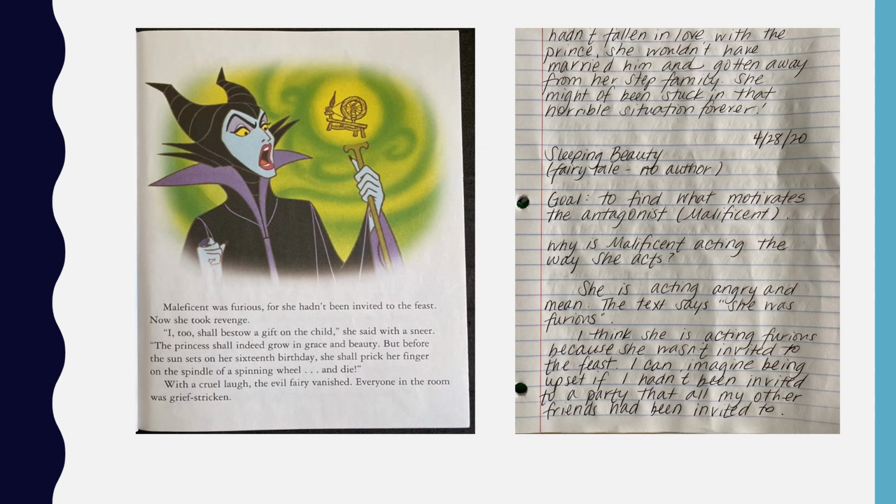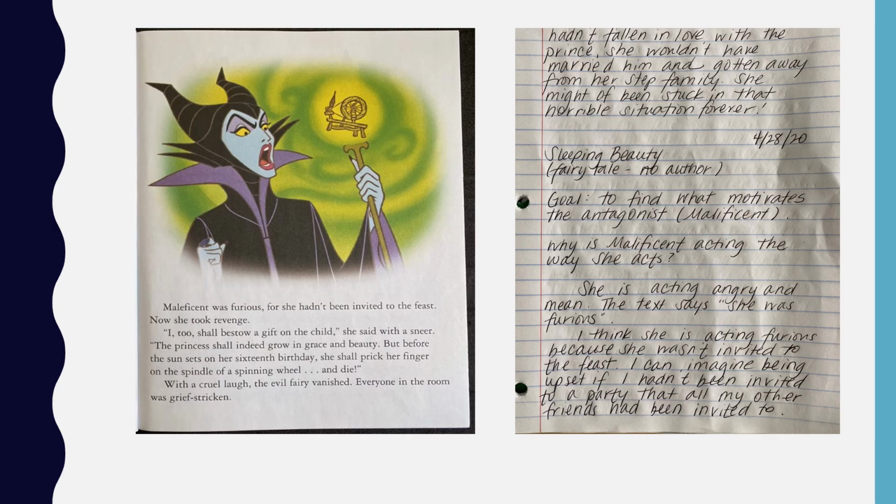So, as you can see, on the right, I have my reading log, and on the left, I have the book, because I want to show you where I got some of my text evidence. As I was thinking about Maleficent, I started wondering, why is she acting the way that she acts? As you can remember from the book, she is actually very, very angry most of the time. And that got me thinking about why she is angry. So I wrote that question down as a guiding question to help myself. Why is Maleficent acting the way she acts?